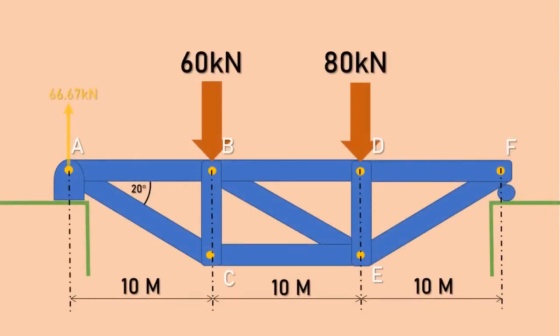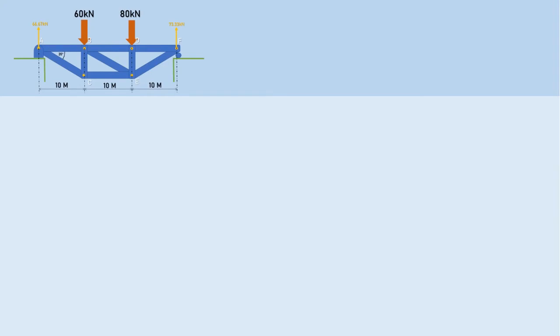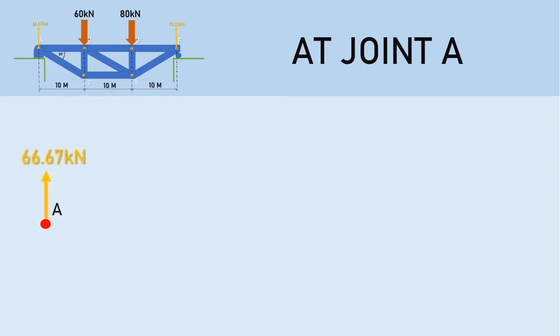Now that we have our reaction forces, we can start to solve for the forces in individual joints. So we will be starting with point A because it has two reaction forces. We have here R1y, which is 66.67, and R1x, which is 0, right? We also have the first two unknowns, force AB and force AC. And of course, this member is at a 20-degree angle.